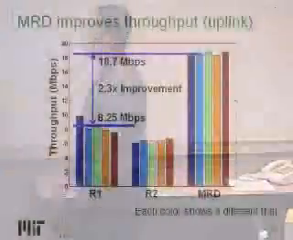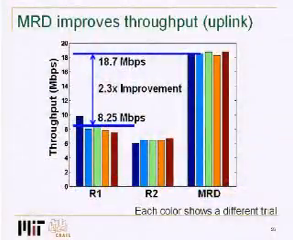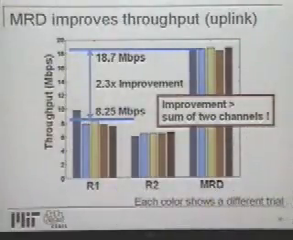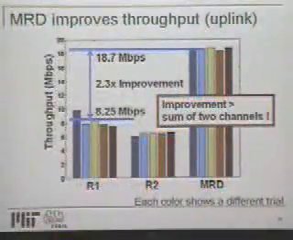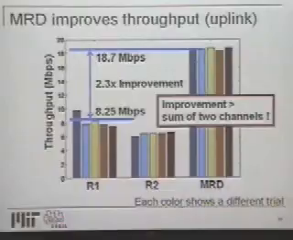Here is the throughput result. So MRD provides a factor of 2.3 improvement in this set of experiments. And different color bars show different trials, so you can see the variations between trials. Another thing to notice here is that the improvement is greater than the sum of these two. So if you were to install multiple radios and configure them to operate at orthogonal frequencies, and assume that they never interfere with each other, then the sum of these two single pass systems is not as good as MRD.